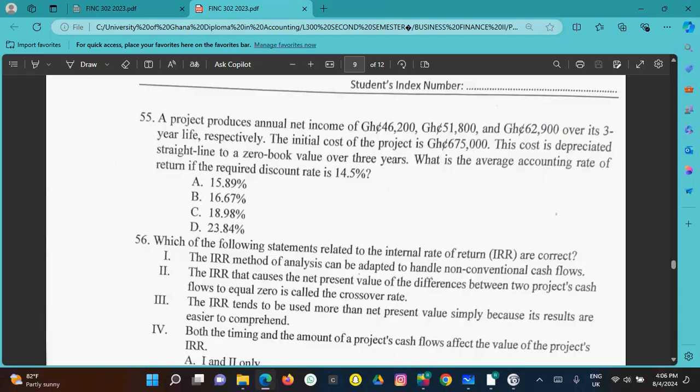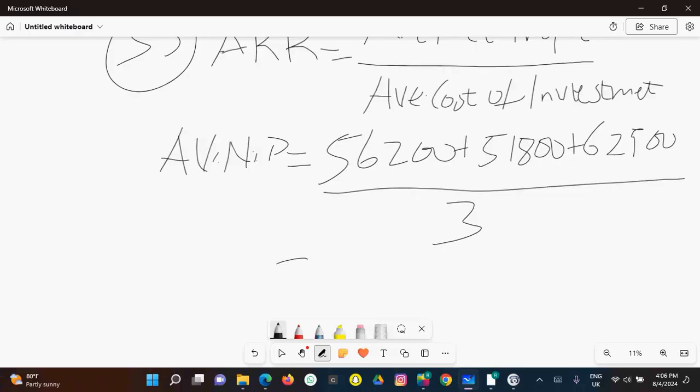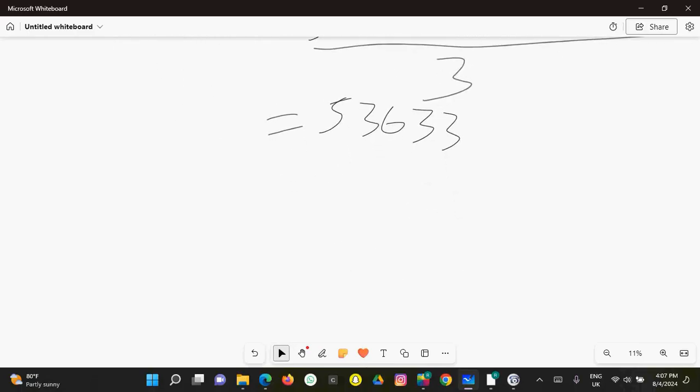So 46200 plus 51800, so all the profits we are summing, and the total is divided by the number of years. We are going to get 53,633.